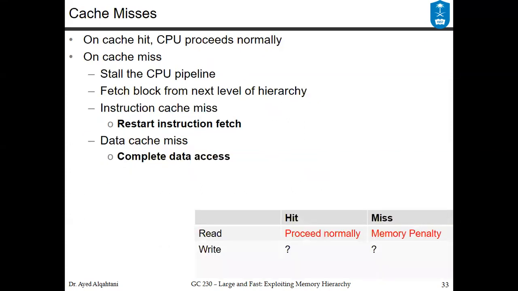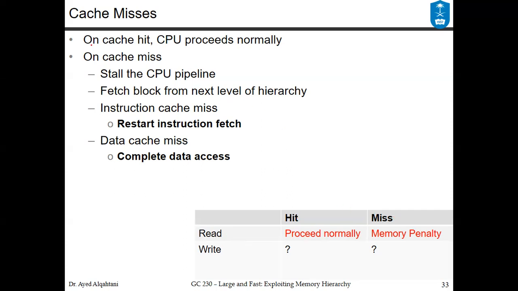Now for the cache misses, what happens? We will check what happens with the cache hit and the cache miss in the read and in the write, when you read or write. This table summarizes everything as we go through the slide. So we will check the read and the write of the cache. What happens if you are trying to read and it was a hit? What happens if you're trying to read and it was a miss? Similarly for the write, what happens when it's a hit, when it's a miss?